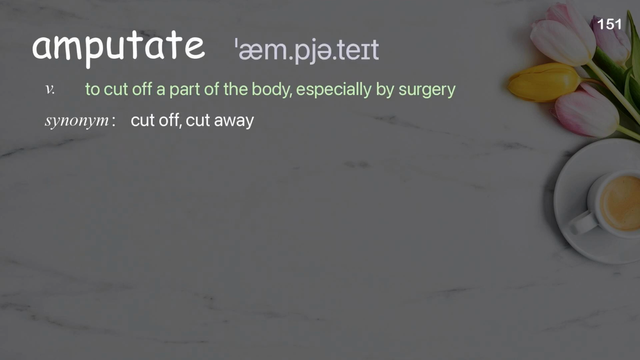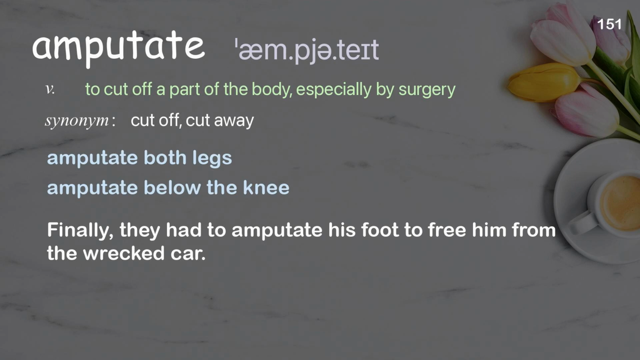Amputate: to cut off a part of the body, especially by surgery. Examples: amputate both legs, amputate below the knee. Finally, they had to amputate his foot to free him from the wrecked car.